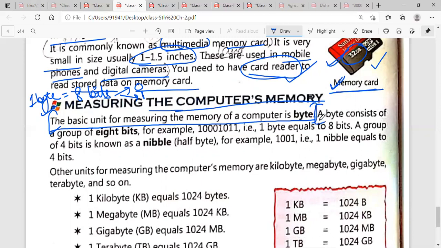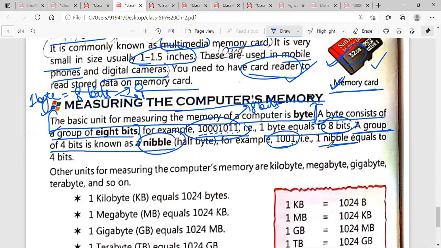Now also underline the next line as well. A byte consists of a group of 8 bits. For example, you have written here 100010111. That is 1 byte, in 1 byte you can only take 8 bits. These are 8 bits. Also underline this line: a group of 4 bits is known as a nibble. If you take 4 bits, then you can call it a nibble. 1001 is a nibble. 1 nibble equals 4 bits.